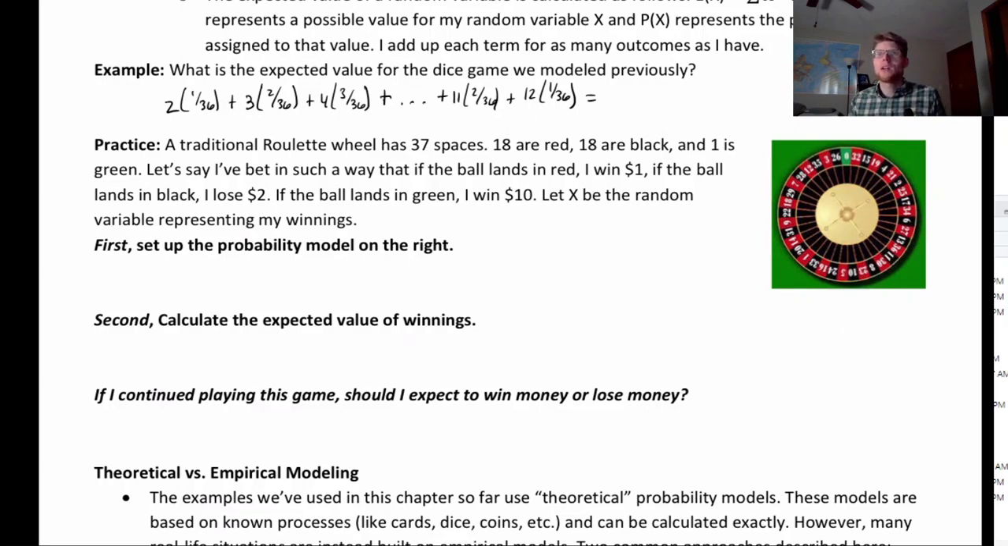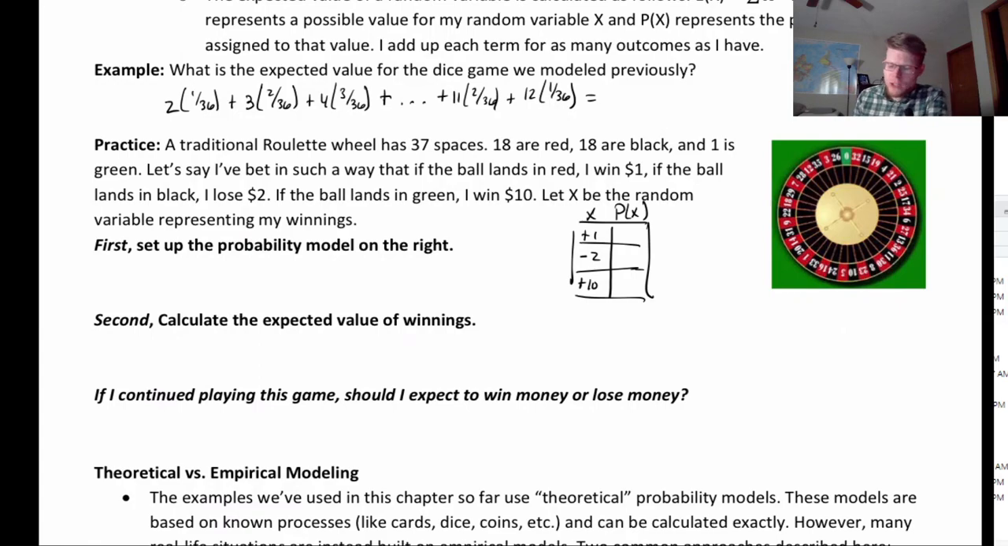So the first thing we're going to do is set up our probability model on the right. We have this random variable that takes 3 different values, right? If I'm playing a game, the random variable I'm interested in is my winnings or losses possibly. So I could win $1, so I could have +1. I could lose $2, which is going to be -2, or I could win $10. So it's going to be 1, -2, and 10.